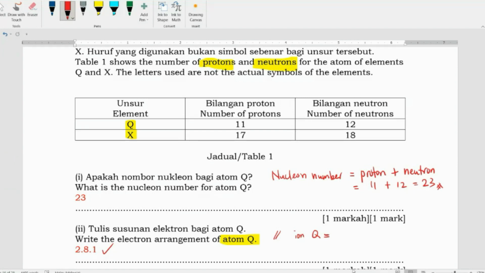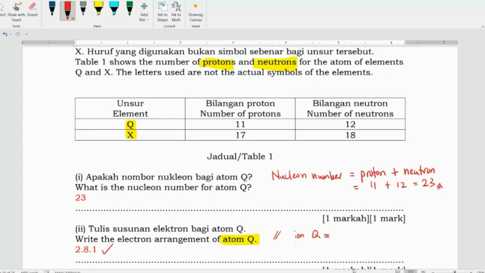Next, I would like to ask. Okay, Faris, how about ions Q? What is the answer? Just try, don't worry. Faris, if ions Q, what is your answer? What is the electron arrangement? Okay, Faris? Don't know, teacher. You don't want to try?